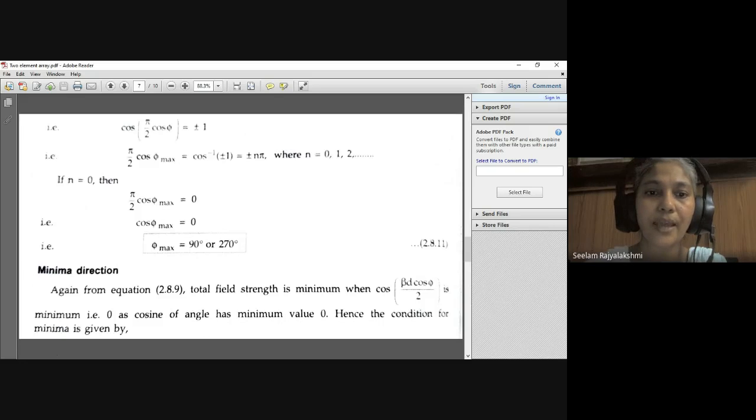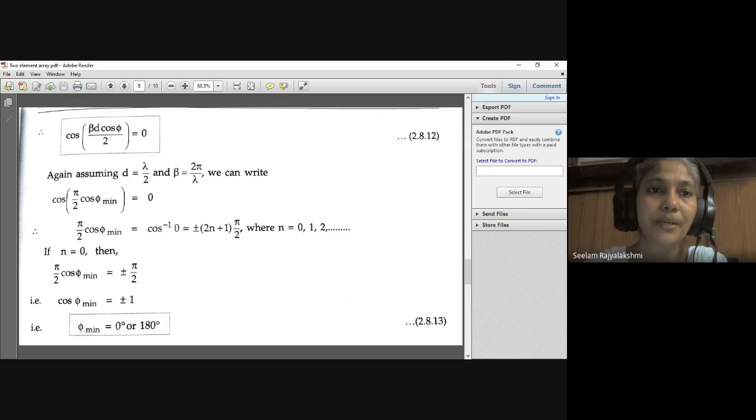As cosine of an angle has minimum value 0, the condition for minima is given by cos(beta d cos phi / 2) equals 0. Again, assuming the spacing between the two point sources is lambda by 2, and beta we already know is 2 pi by lambda, we replace beta and d in this equation and obtain cos(pi by 2 cos phi minimum) equals 0, or pi by 2 cos phi minimum equals cos inverse 0. So cos inverse 0 has the value plus or minus (2n plus 1) into pi by 2, where n equals 0, 1, 2 and so on.